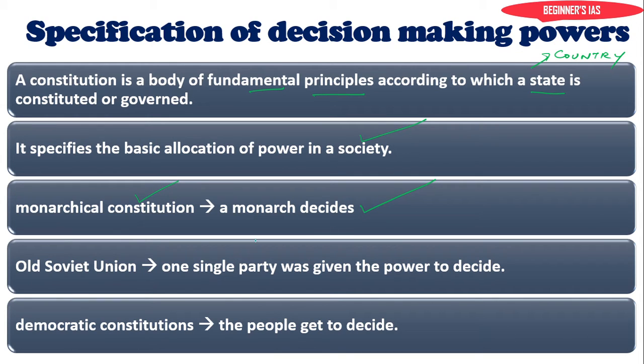And then what about the old Soviet Union constitution? One single party was given the power to decide everything, whatever happens in the society. What about a democratic constitution? The people get to decide. So that is nothing but the democratic constitution.